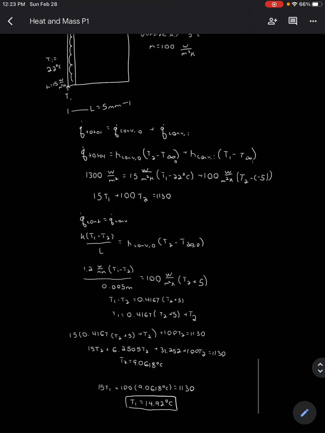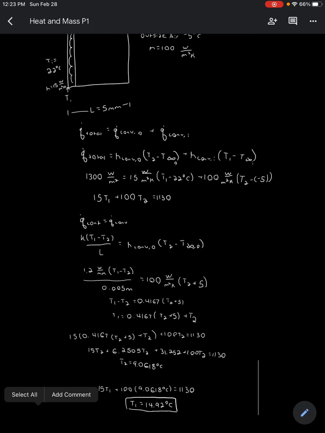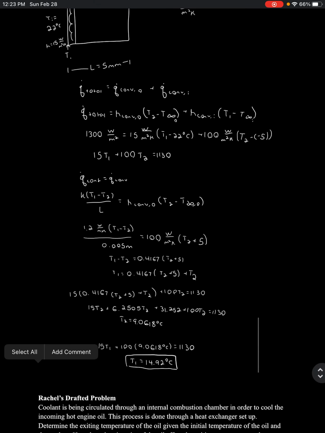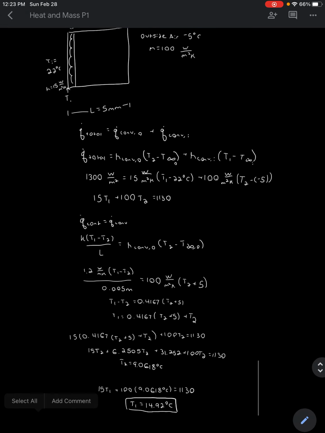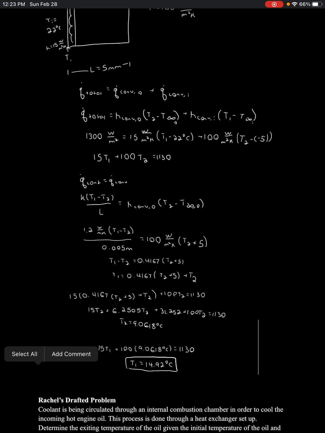And then we have conduction is equal to convection, which is one of our assumptions. So conduction is k times (T1 minus T2) over L, and then convection is h times (T2 minus T infinity). Plug in the values that we know. We don't have T2 or T1, then solve for T1 minus T2, get this equation, and then you can use the equation we solved for above. There's two equations, two unknowns, and solve for both.